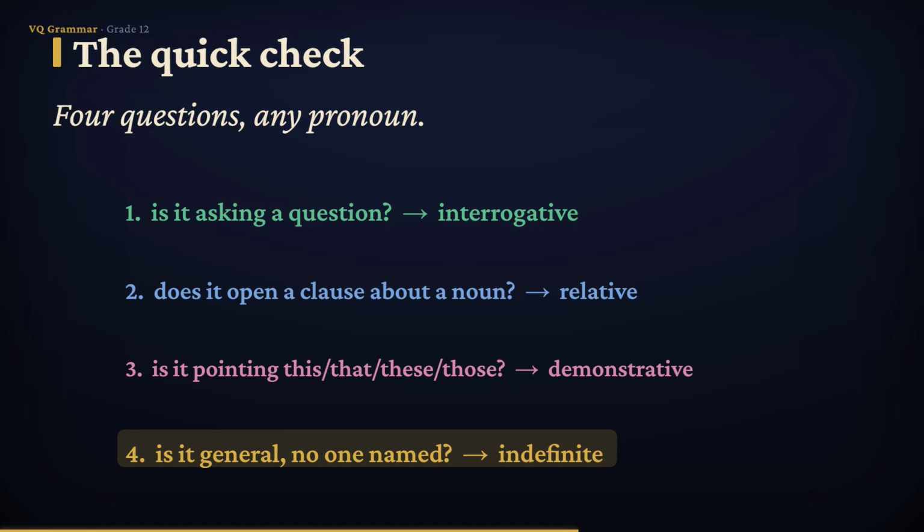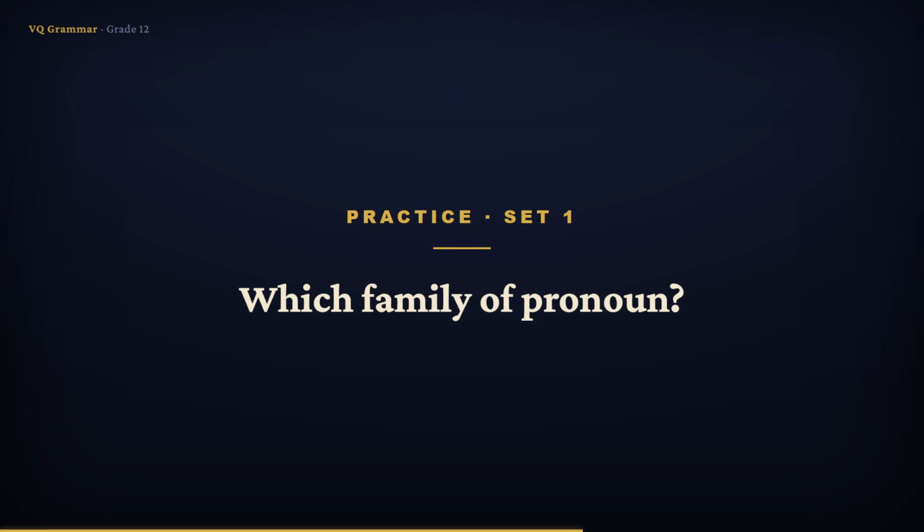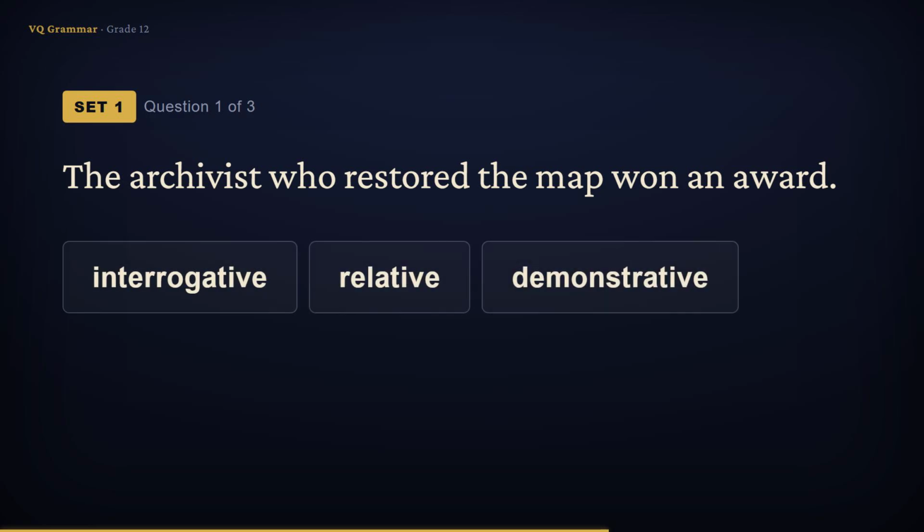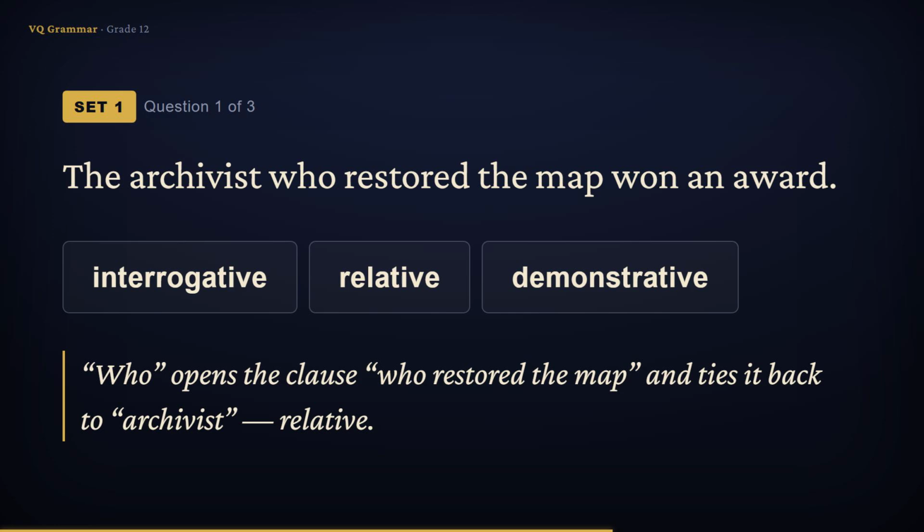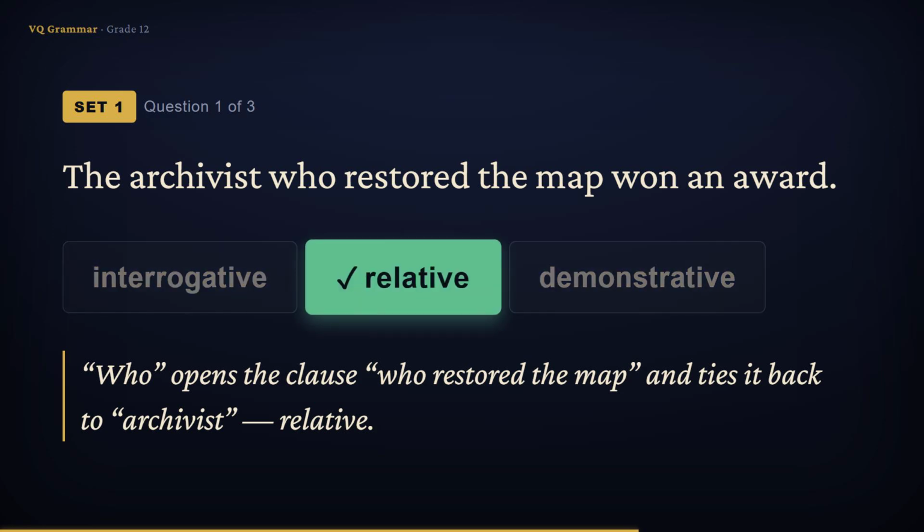Let's try some together. In this first set, I'll show you a sentence with one pronoun in bold, and you name its family: interrogative, relative, demonstrative, or indefinite. Pause the video and choose before I reveal each answer. The archivist who restored the map won an award. Look at who. It isn't asking anything. Instead, it opens the clause, "Who restored the map?" And that clause circles back to describe the archivist. Because it begins a subordinate clause tied to a noun, who here is a relative pronoun.